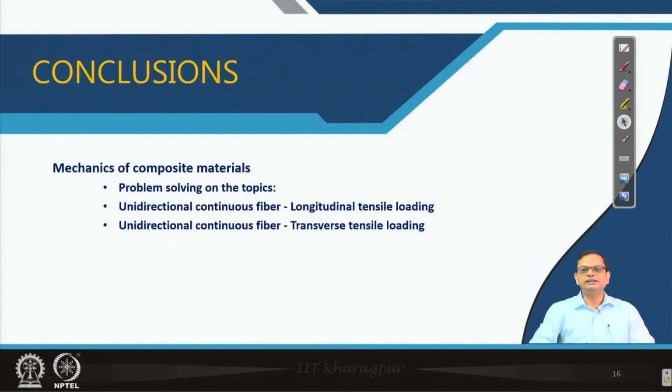So, with that I would like to conclude this class. In fact, I have some plan later also to solve some problems for you, some different problems, so that it becomes easier for you to understand the other problems and solve them. Mostly we have talked about solving the different problems using the transverse loading equation and longitudinal loading equations.